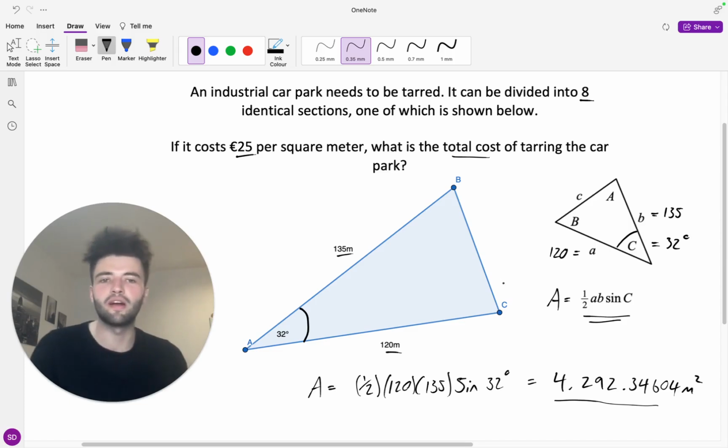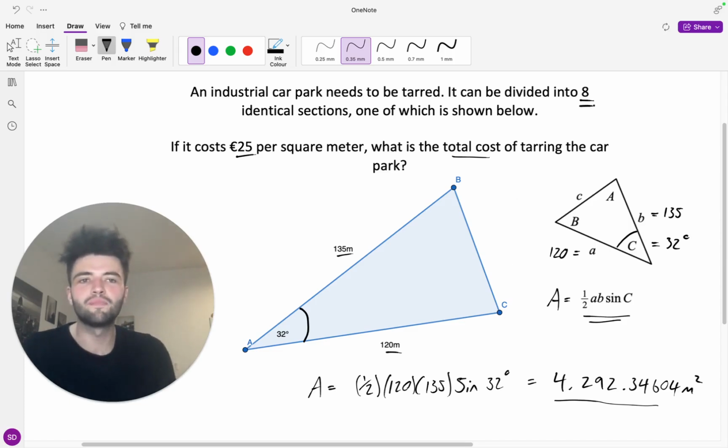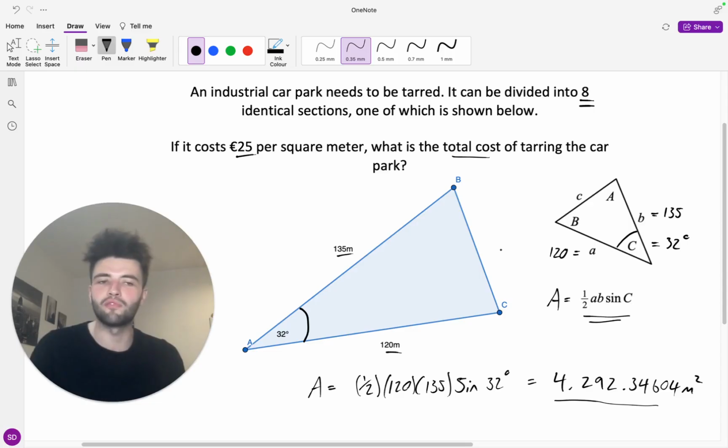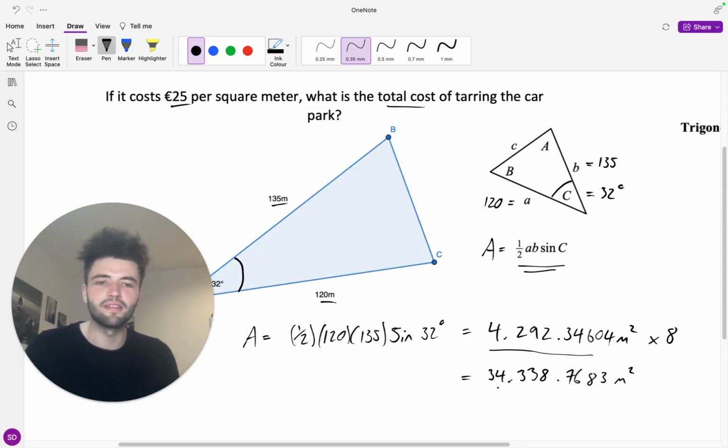And so we've come this far now, and we just need to multiply this by 8 to find the overall area of the car park, and then we can figure out how much it's going to cost to actually tar this car park. And so multiplying this by 8, we get an answer of 34,338. And you'll notice I'm always keeping in a lot of decimal places because I think for these questions it's usually a good idea to just do your rounding at the end, so you don't end up with a slightly wrong answer and just dropping 1 or 2 marks purely because you did the rounding too early.